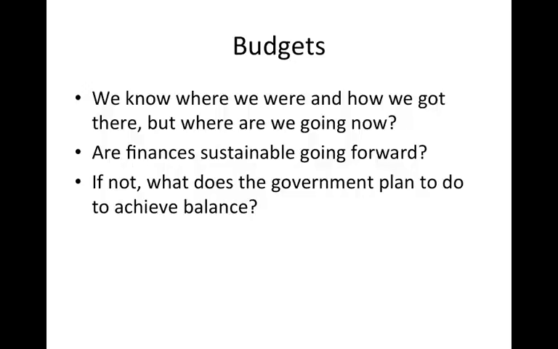As I alluded to earlier, when you're looking at the budgets, you know from the CAFR where we are and how we got to that place, but how are we moving forward? Let's bring ourselves up to date from the date of the financial statements in the CAFR to the present day, and then going forward into the future. You're going to get that kind of information out of the budget. It's going to help you understand whether finances are sustainable in the future, and if they're not, what the government's going to do about it. Does it have a plan in place to deal with it?